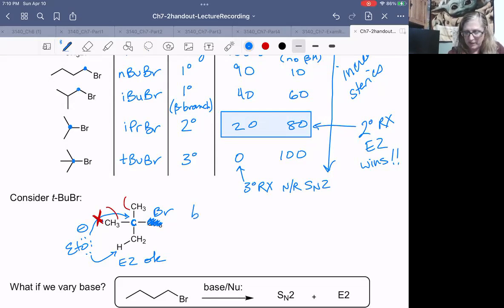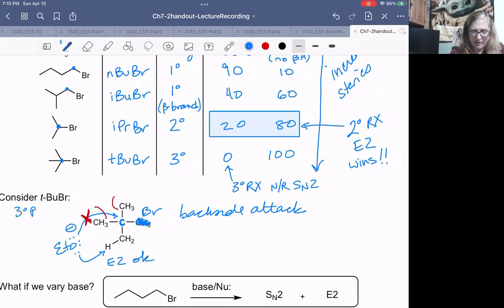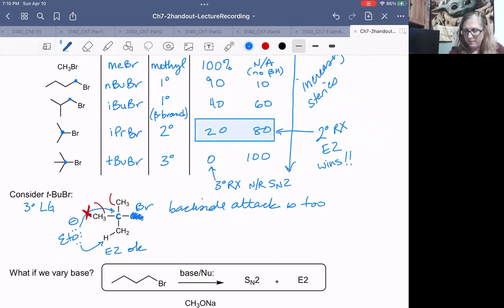Okay, so let's put in writing what we just observed. Backside attack when we have a tertiary alkyl halide, RBr, we have a specific one here. Let's even more simply say we have a tertiary leaving group. When there's a tertiary leaving group, the backside attack is too hindered, but the beta proton is more accessible.